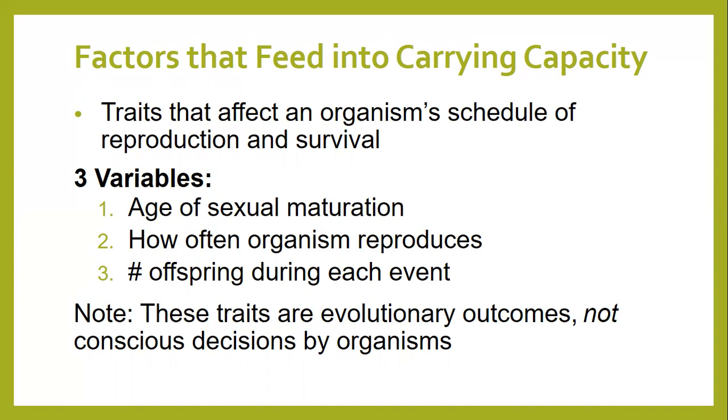Think about our K species. Think about our whales, our humans, our dolphins, our monkeys. A lot of times they're only going to have one offspring. Then think about our highly R-related species. Think about worms that can have 10,000, 100,000 offspring in a single egg-laying session.